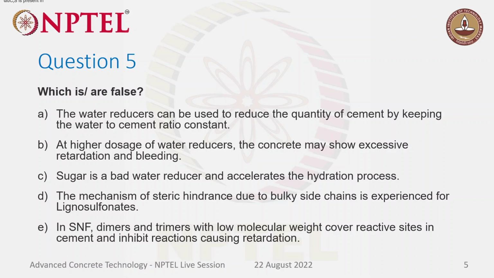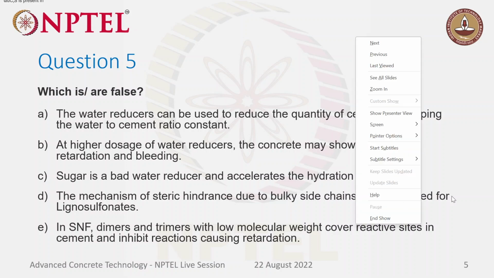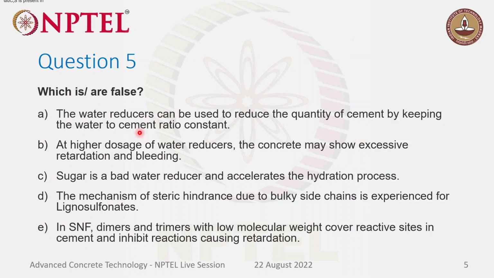At high dosage of water reducers, the concrete may show excessive retardation and bleeding. There is a particular dosage for the given water reducers, plasticizers. So if we exceed the dosage and use higher dosages, concrete may show excessive retardation and bleeding. Do you think so? Is it false or right? Just think and give your answer.